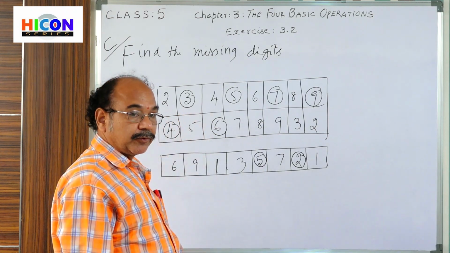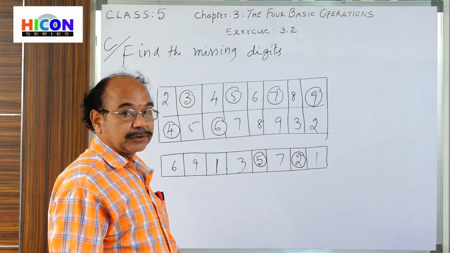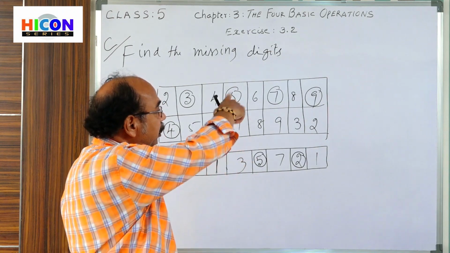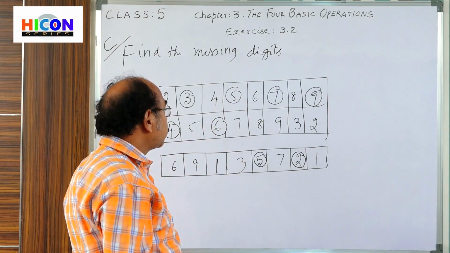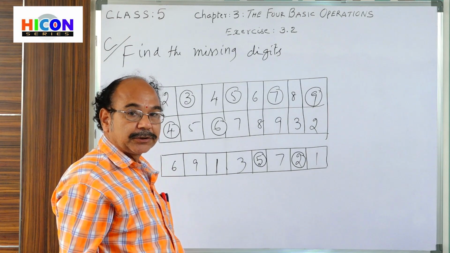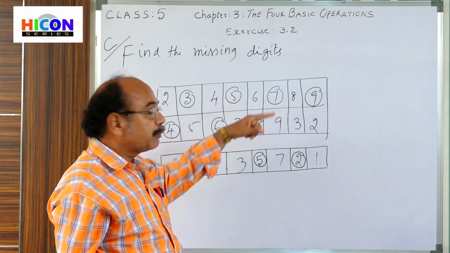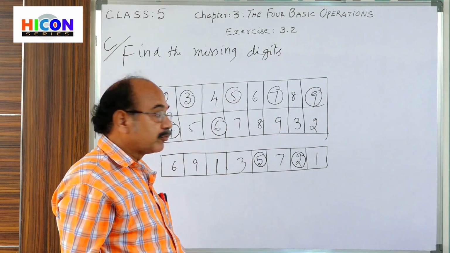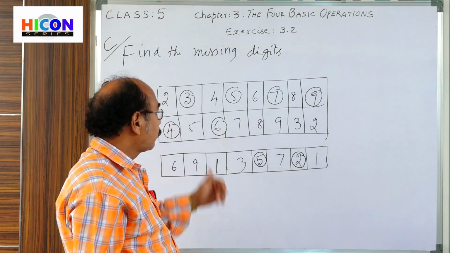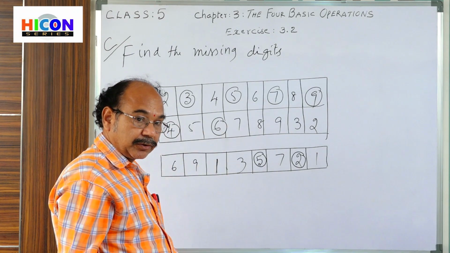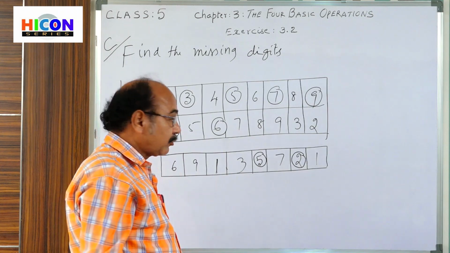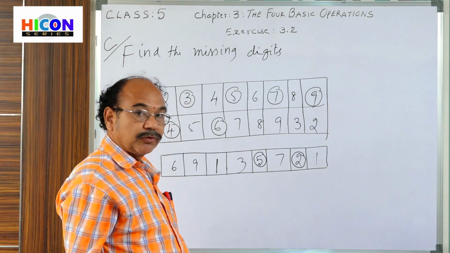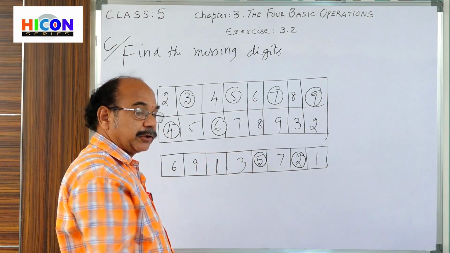In this problem, what are the missing digits? The missing digits I wrote in circle. The circled digits are the missing digits. Try to understand. Okay, I filled the missing digits. How should we fill the missing digits? In the rough, that means in that margin, I explain how to fill up these missing digits.